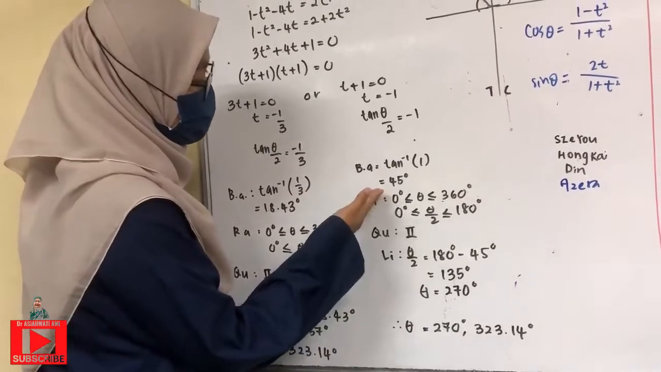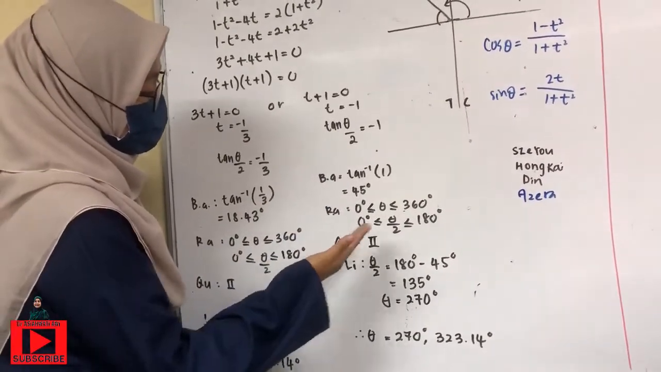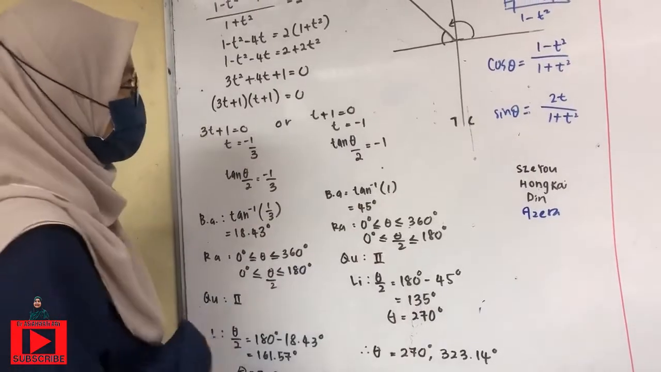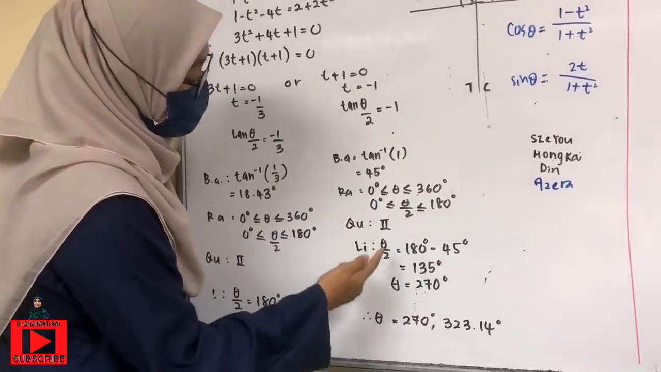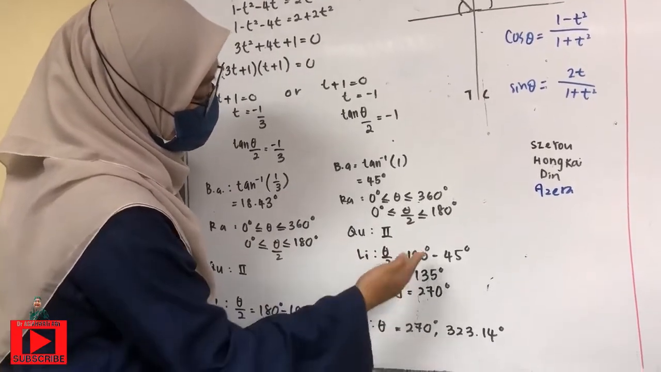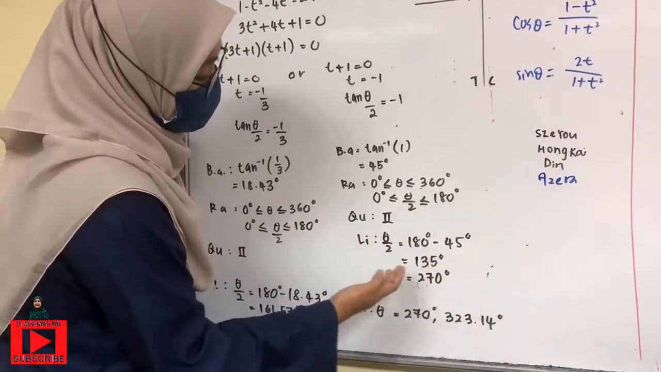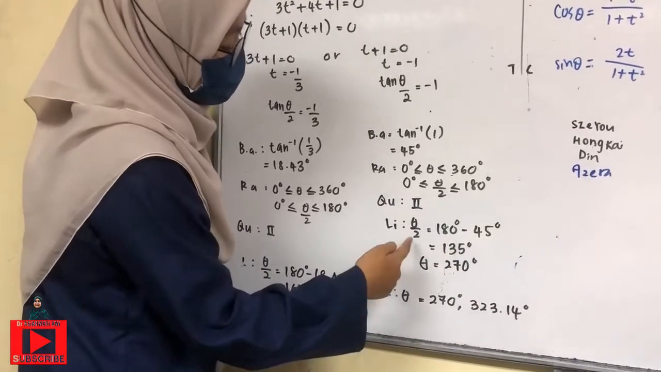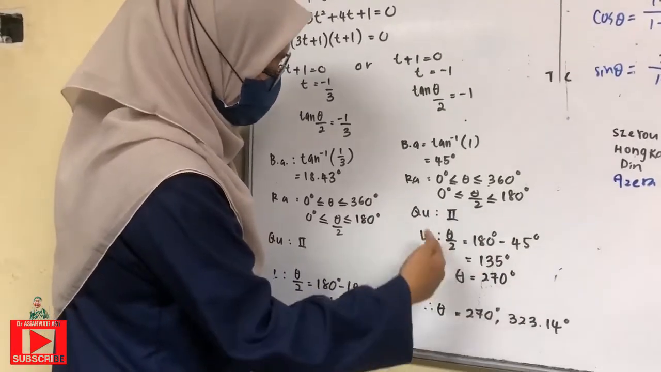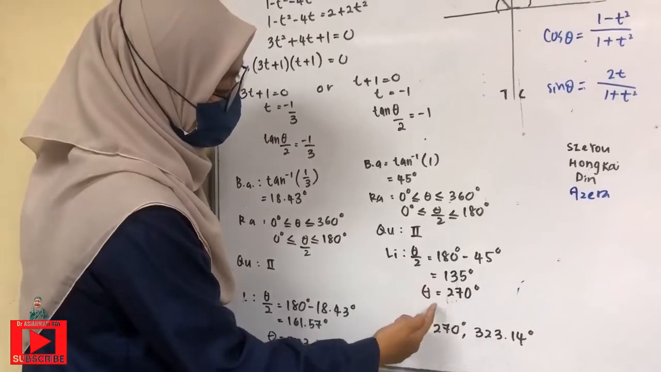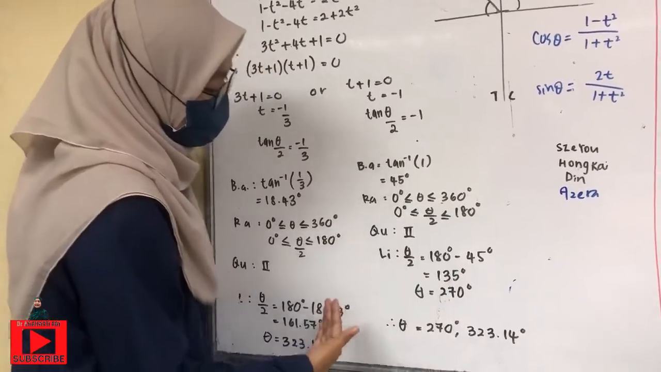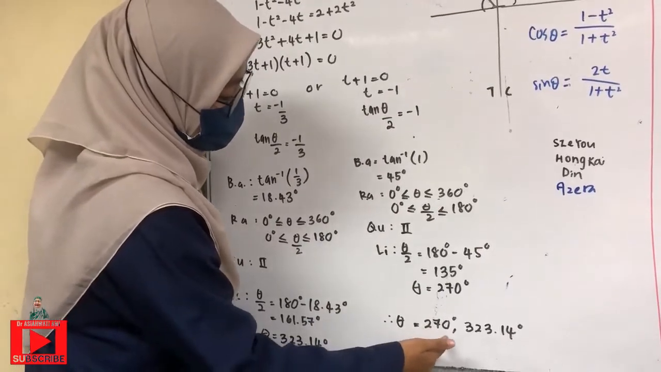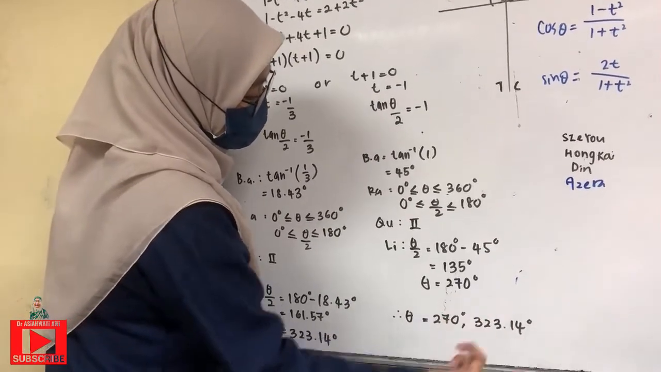Kita dah dapat dia punya basic angle. So sama juga kuadran dia ialah second quadrant. So dia pun negatif juga. So untuk list dia tangent over 2 180 tolak dengan 45 kita akan dapat 135. So 135 ni kita darab dengan 2. So dapat 270. Dia punya theta dia, final theta is 270 dan 323.14. Okay, that's it.